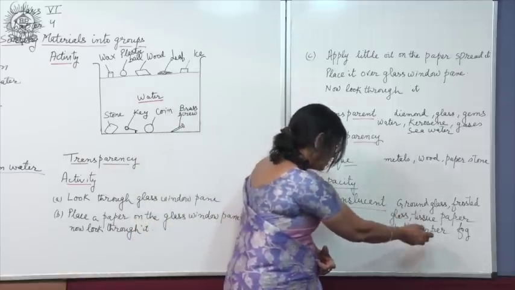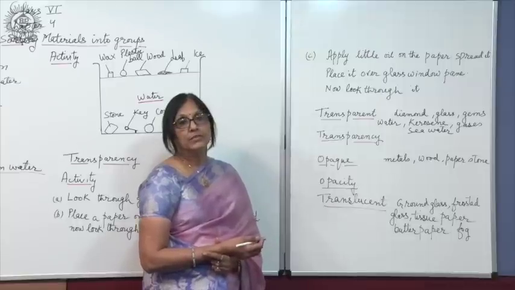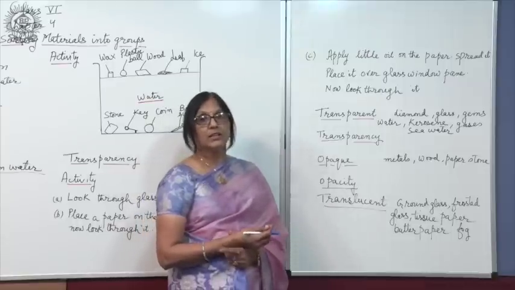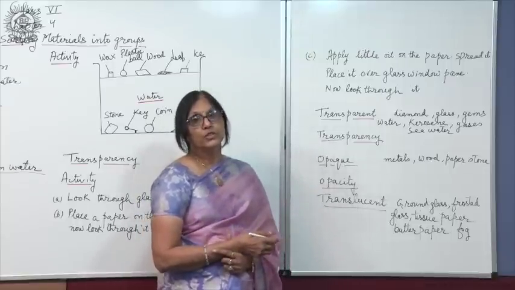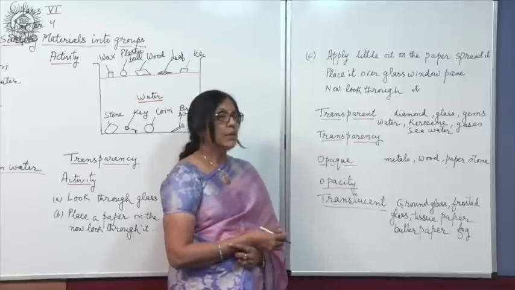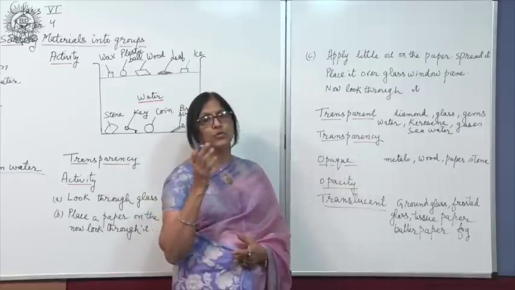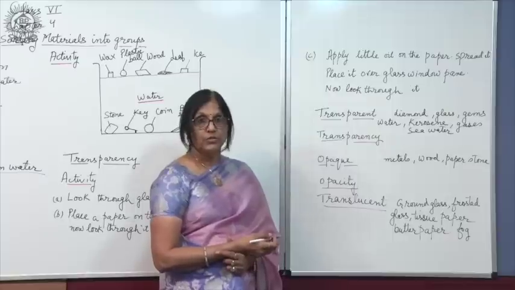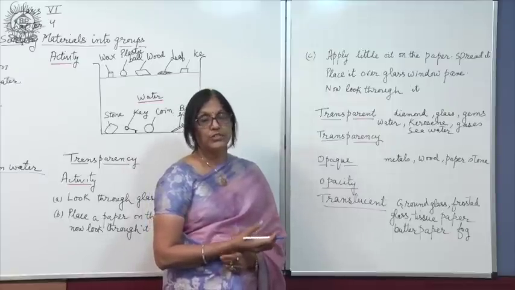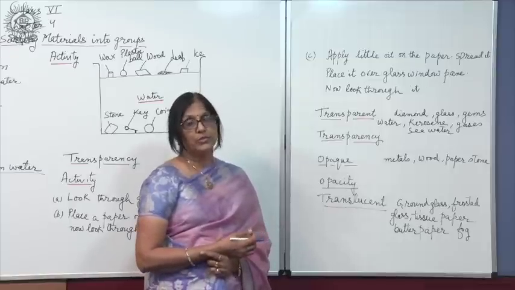tissue paper, a fog. You must have been in a car which is driven during the fog. You can see only very partly through it, mist, and if the air is having so much of dust in it, then also you cannot see clearly. So, you can see only partially, faintly. So, these are the examples of translucent materials.